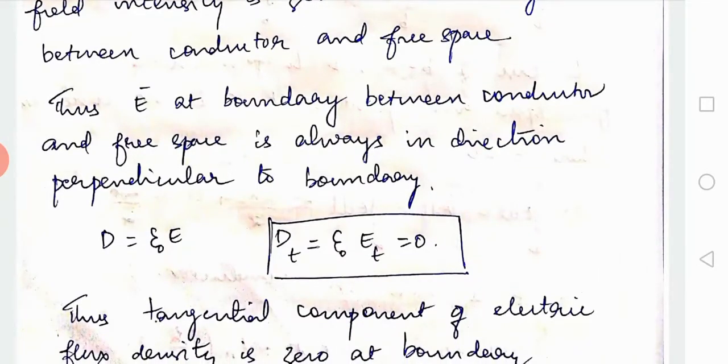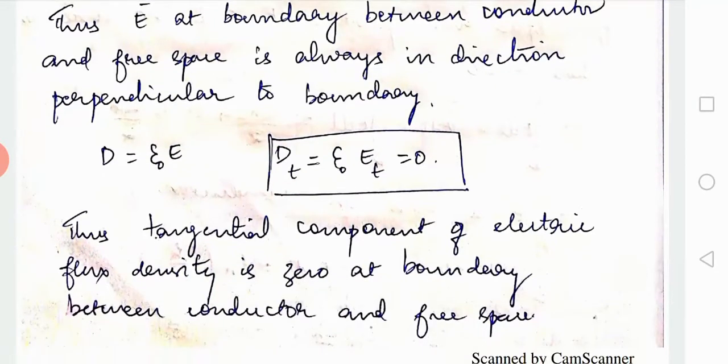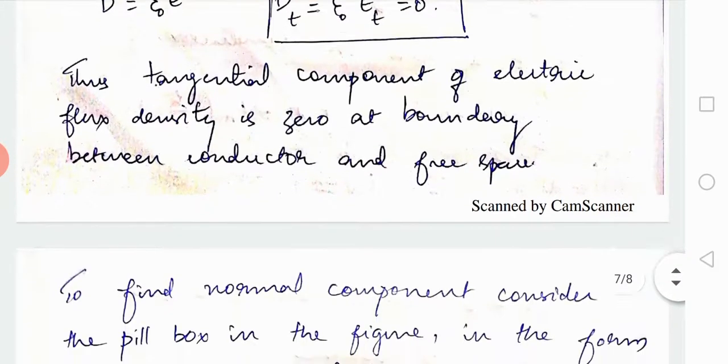Now, D is equal to epsilon naught E. Therefore, if Et is equal to 0, then Dt is equal to epsilon naught Et, that is also equal to 0. Thus, the tangential component of electric flux density is also 0 at the boundary between conductor and free space.